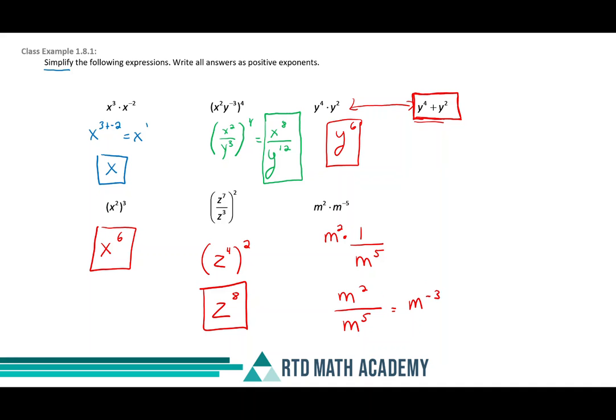Here's our problem. It said we needed to write this with a positive exponent, but I know to write it with a positive exponent, I can just put it on the denominator. So my last answer is 1 over m cubed.